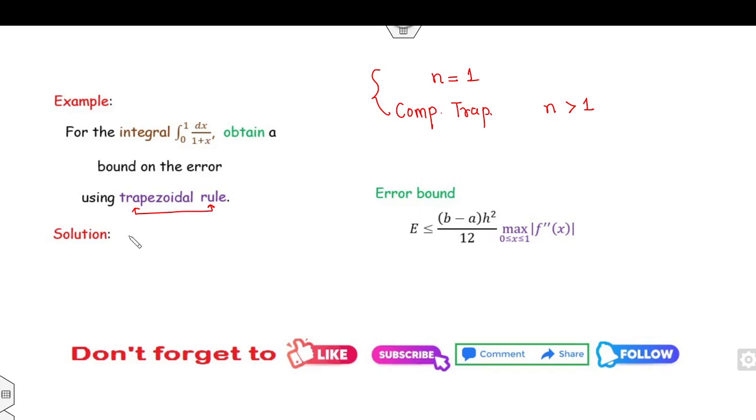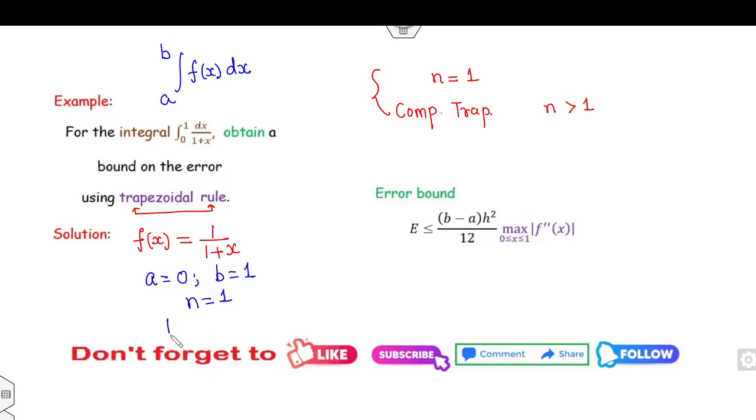Now, what is given to you? What is f(x)? You can see f(x) is 1 over 1 plus x. Why? Because you can compare this function from a to b, f(x) dx. So if you compare them, f(x) is 1 over 1 plus x, a is 0, b is 1, n is 1. So can you find the value of h? nh is b minus a. So what is the value of h? h is again 1.